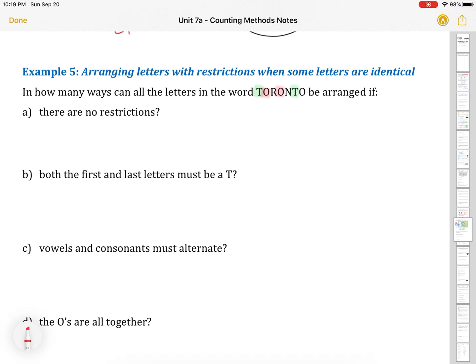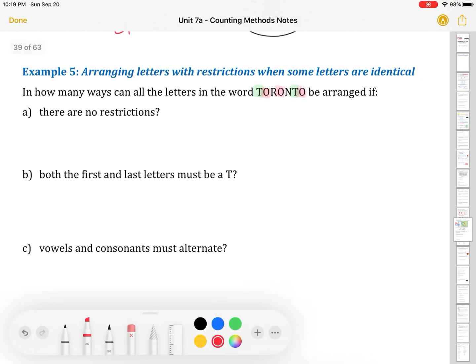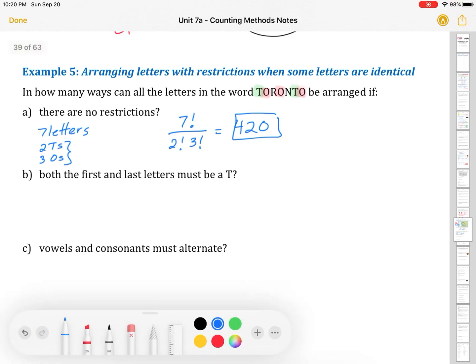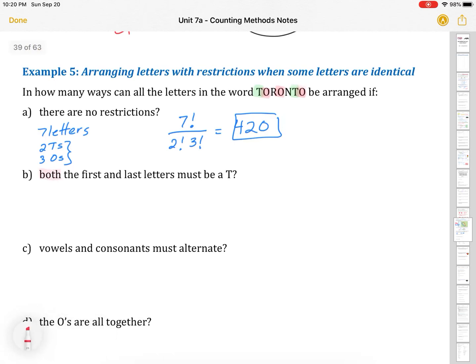So let's see what's identical. We have a T and a T, and then we have an O, an O, and an O. So we have 1, 2, 3, 4, 5, 6, 7. We have 7 letters, and we have 2 T's and 3 O's. So those are our identical letters. So we would go 7 factorial over 2 factorial times 3 factorial. And we would divide those, and we would get 420.